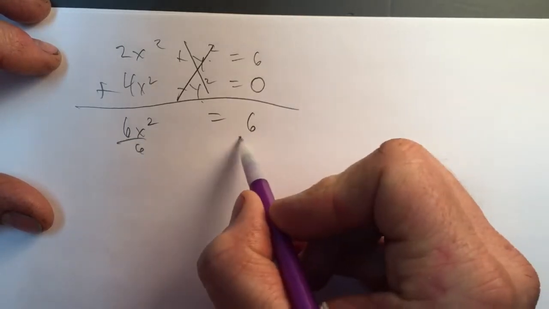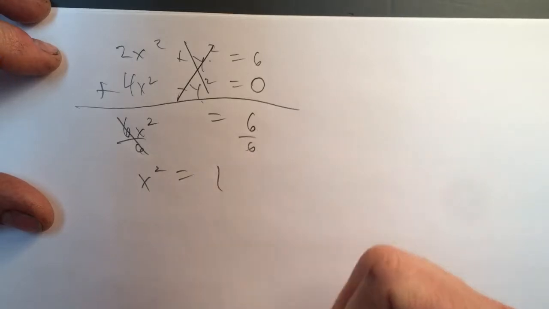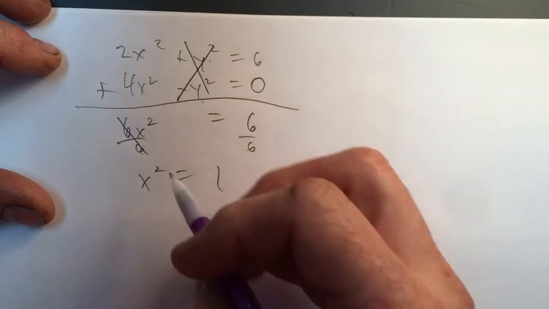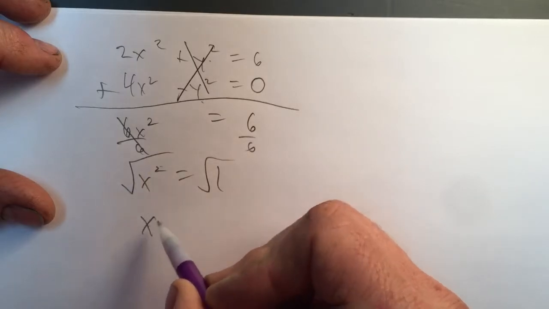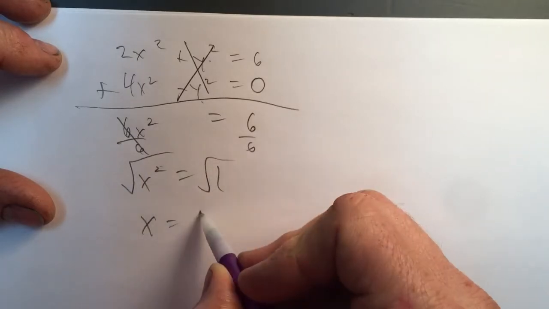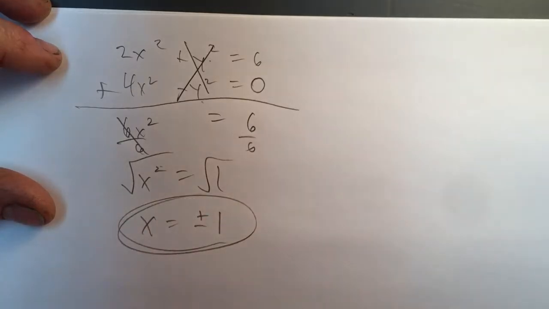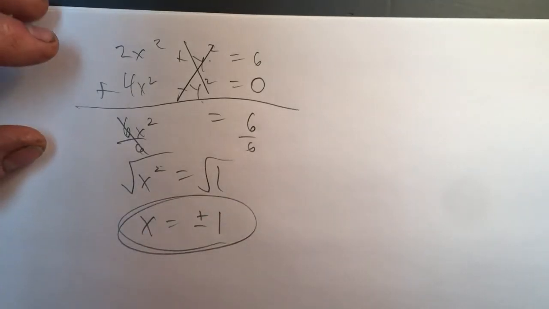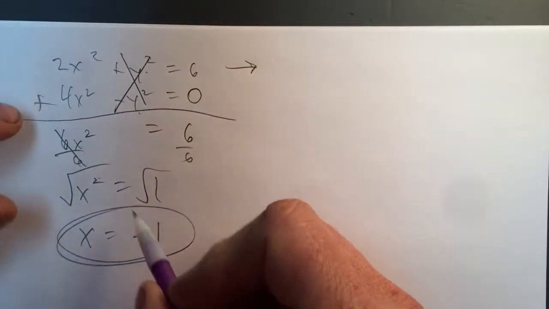Okay, so I divide both sides by 6 to make this cancel. x squared equals 1. And then I square root both sides, which cancels the square. So x equals, and when I square root both sides, it could be positive or negative 1. So there you go. There's what x is. Positive 1 and negative 1. So I'm going to put these in this equation right here. I'm going to put 1 in.